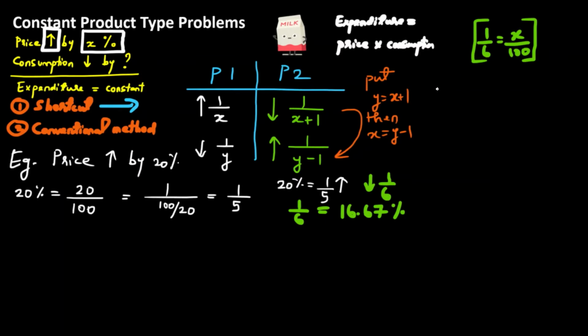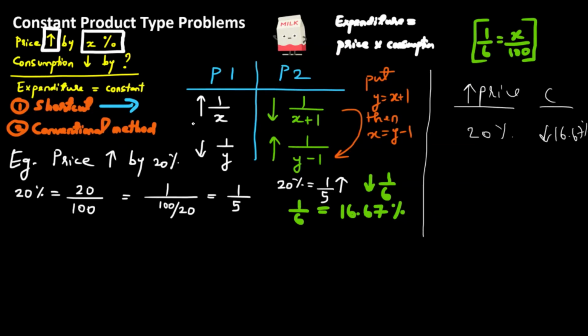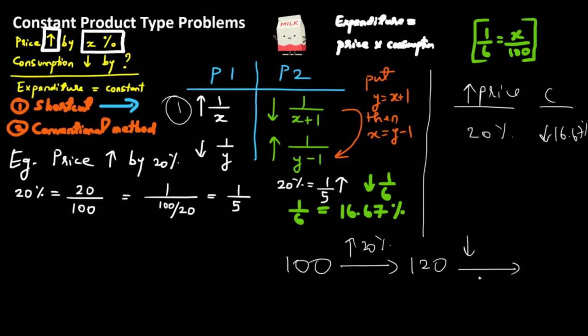But before that, I just want to have a quick side note. Now we have seen that if the price increases by 20%, the consumption has to decrease by 16.67%. So we have seen one method to find this using this approach, right? You could also take an example and find the same thing. For example, assume that the expenditure was 100, so the constant product is 100. Now 100, if you increase it by 20%, that's 120, right? Now by how much should you reduce this so that you get back to 100?